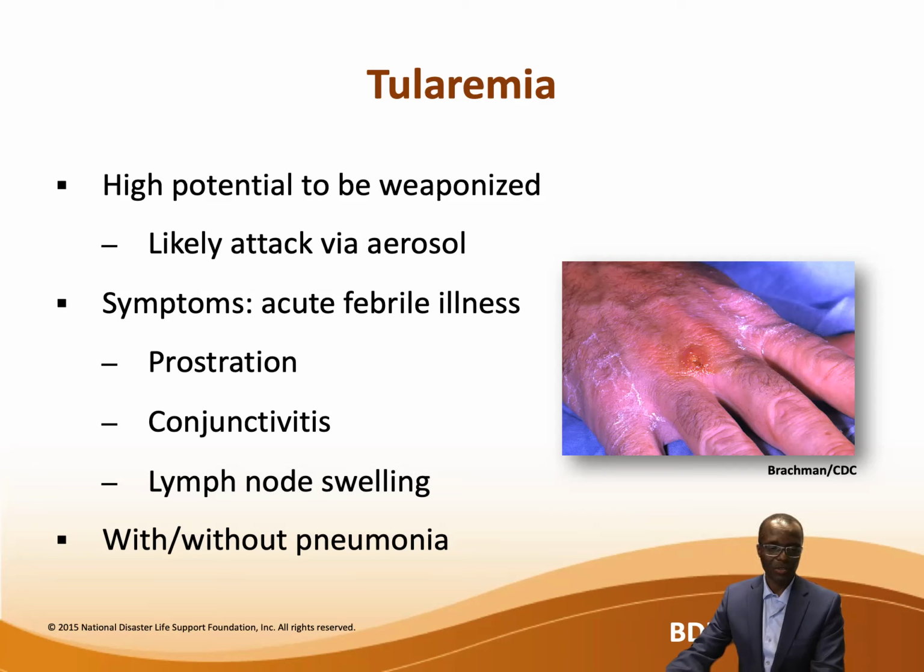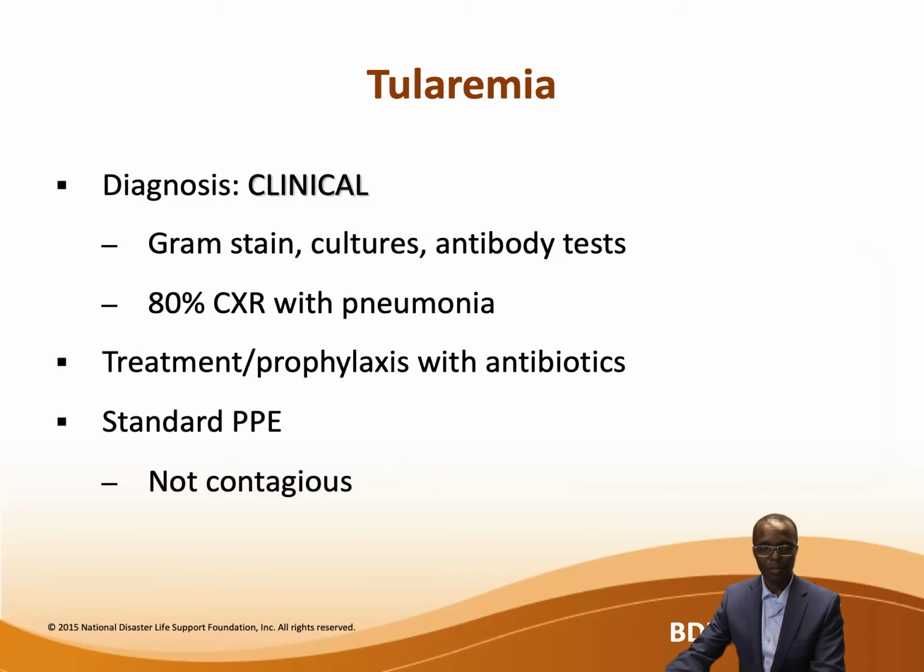Symptoms include acute febrile illness with prostration and regional swelling of lymph nodes. Pneumonia occurs in 80% of cases. The diagnosis of tularemia is clinical. It does not have any symptoms that are pathognomonic by themselves, but a constellation of fever, prostration, conjunctivitis, lymph node swelling, and pneumonia is highly suggestive.